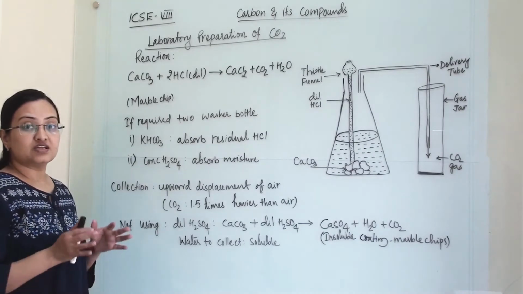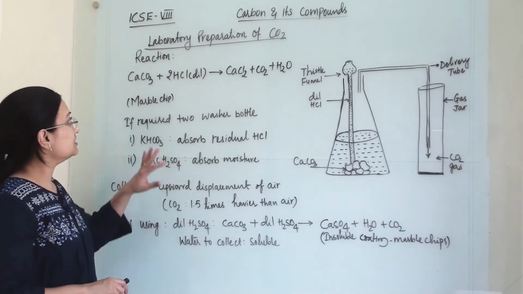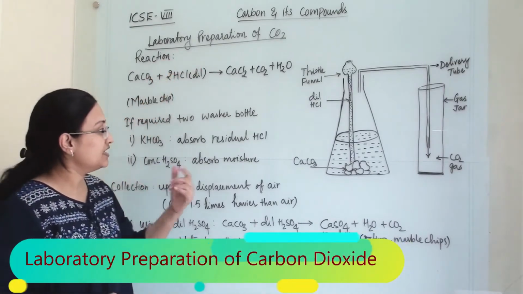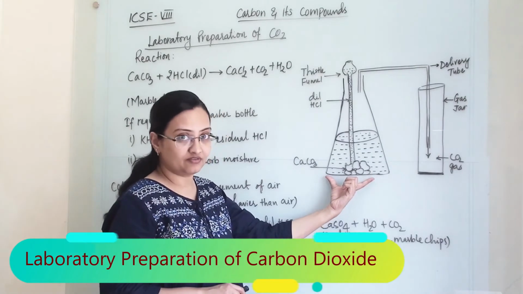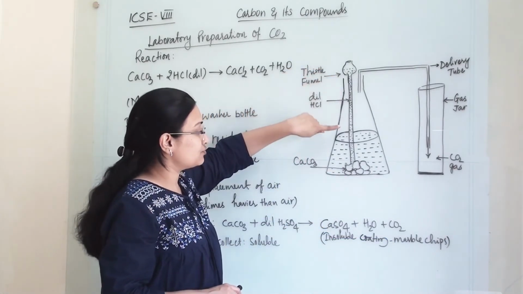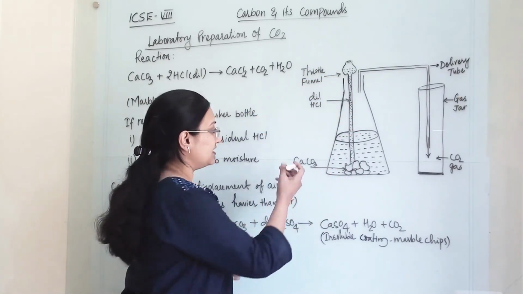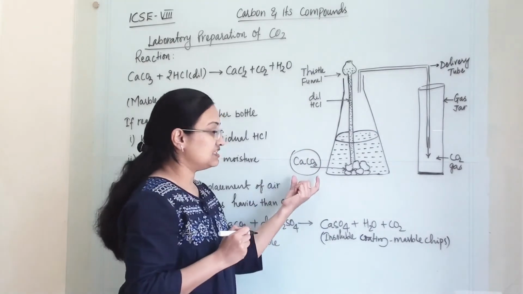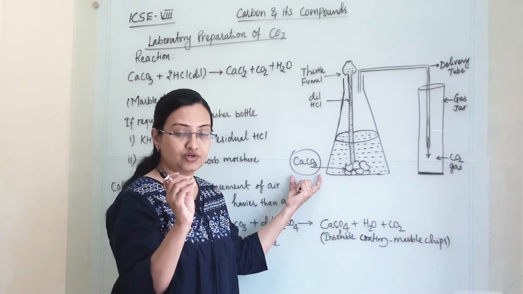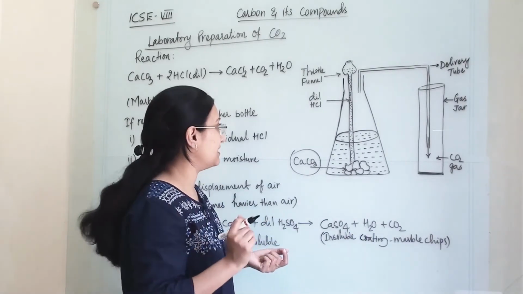Earlier we discussed some general methods of preparation of carbon dioxide. Here this method is known as laboratory preparation of carbon dioxide. In this we have taken one conical flask. In that we are adding dilute hydrochloric acid via a thistle funnel. In the conical flask we have taken calcium carbonate. These are marble chips, which are a source of carbonate, and later on will give us our desired product, that is carbon dioxide.